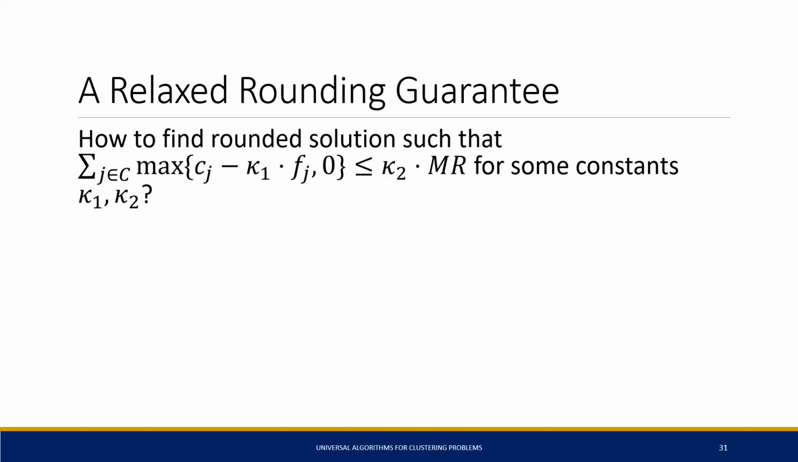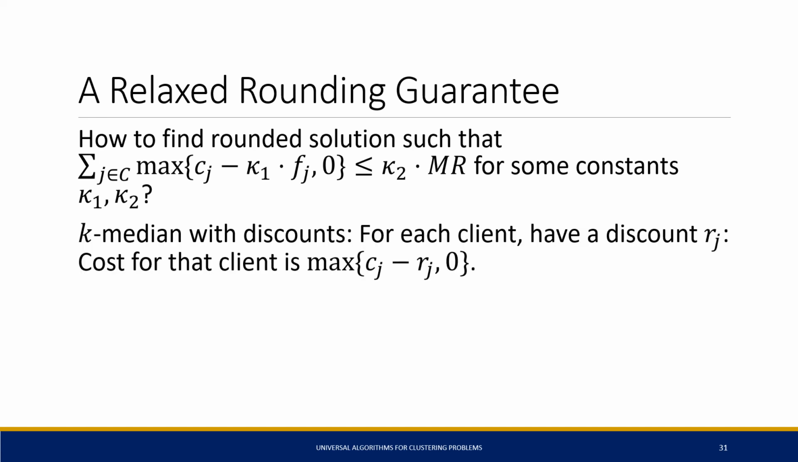Okay, so the minimum regret solution provides us a certificate that this type of guarantee is achievable by some integral solution, but we still haven't talked about how to actually find a solution that gets this form of guarantee. So to do this, we're going to introduce a new problem called k-median with discounts.